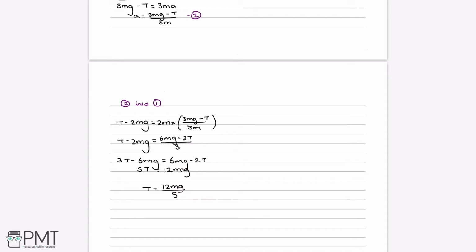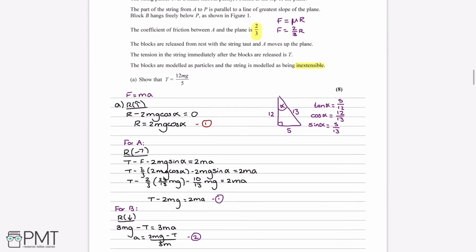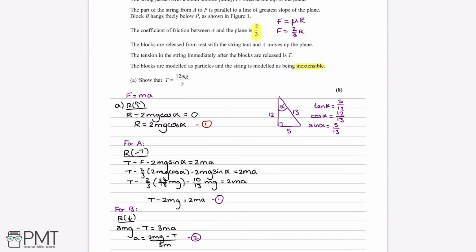Now, this is quite a long question. It's worth 8 marks. So our first mark comes from finding the reaction force, so stating that R is equal to 2mg cos alpha. That's our first mark. And then we get a further mark for somewhere saying that the frictional force is equal to 2/3 of R. We've done that in many places, as we've implied it in this formula by substituting it in here, and we've also stated it up next to here.